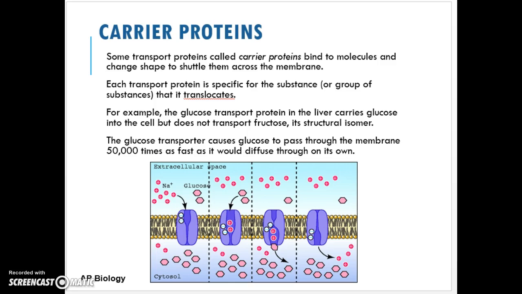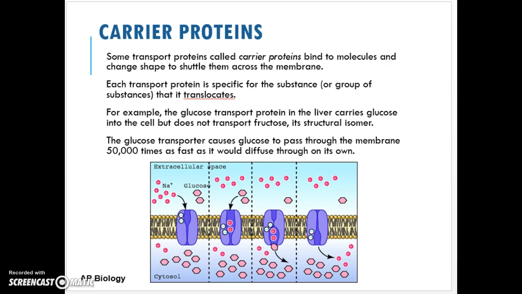Just like enzymes, also, these transport proteins are very specific for the substance that they're actually moving, or maybe a group of substances. For example, there's the glucose transport protein in the liver that carries glucose into the cell, but it doesn't carry fructose, which is a structural isomer. So very specific. And again, think enzymes.